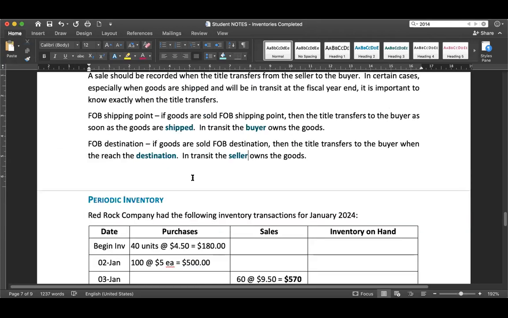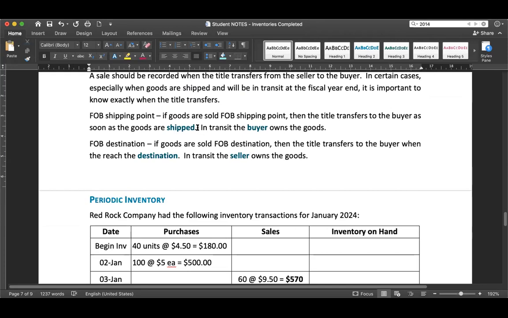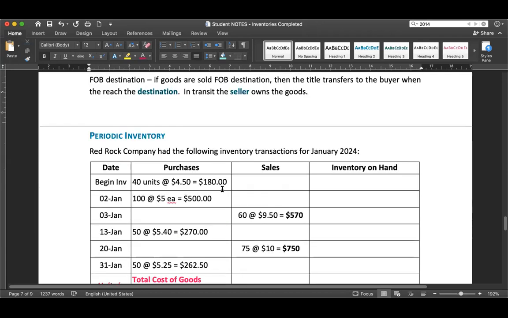Now, it's important to be aware of this so that at year end or at a period end, we are sure to include all the inventory that the company owns, even that inventory that is still in transit, either from a supplier or to a customer.